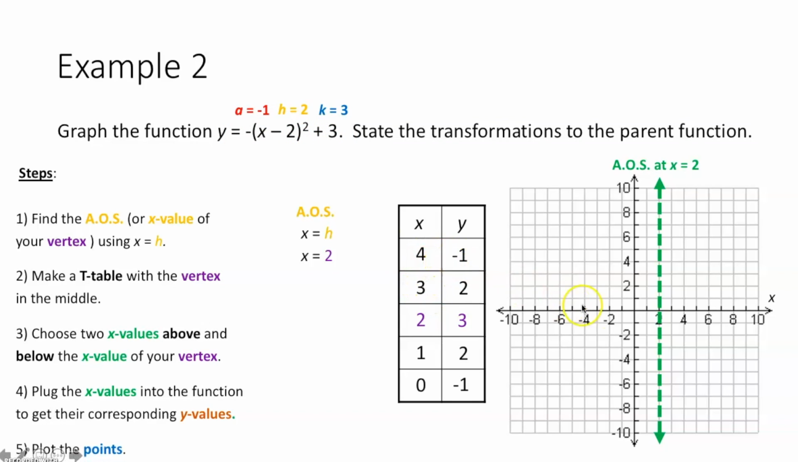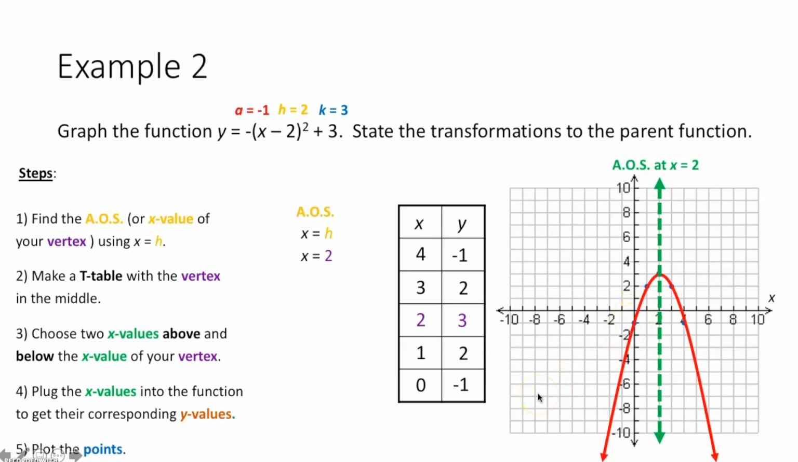So 4, comma, -1, we go over 4 on the x-axis, down -1 on the y-axis, put a point. 3, comma, 2, we go over 3 on the x-axis, up 2 on the y-axis, put a point. 2, comma, 3, we go over 2 on the x-axis, up 3 on the y-axis, that's our vertex. 1, comma, 2, we go over 1 on the x-axis, up 2 on the y-axis, put a point. And then 0, comma, -1, over 0 on the x-axis, down -1 on the y-axis, put a point.